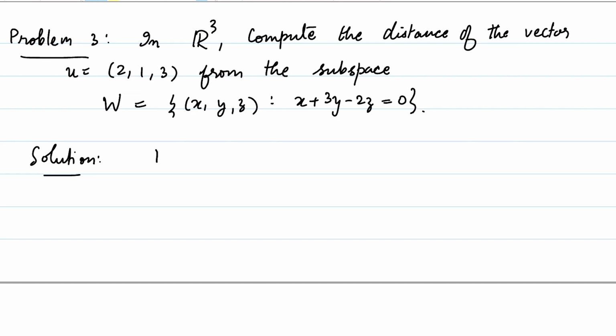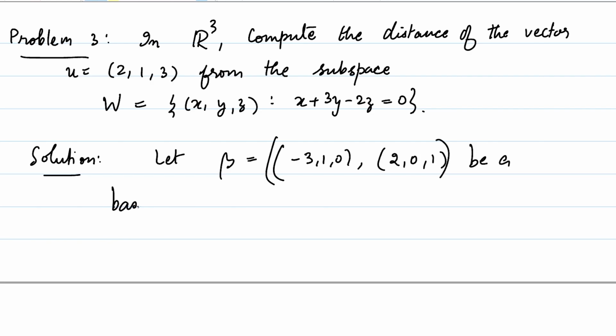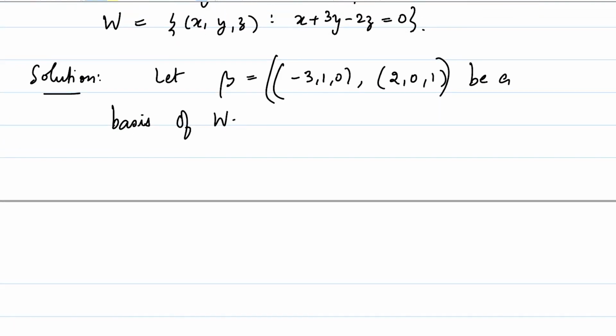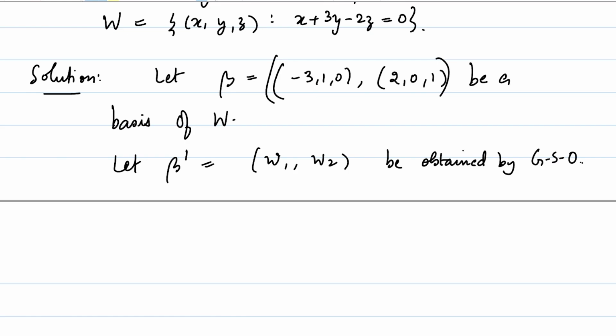So what we will do is let beta be equal to, let's pick two vectors from W which are linearly independent and which will turn out to be a basis. Let beta be equal to, say, (-3, 1, 0) and (2, 0, 1) be a basis. You should check that this is a basis of W, and let's orthonormalize this particular basis to beta prime. Let beta prime be equal to W1, W2 obtained by the Gram-Schmidt orthonormalization. Let me just write it in short here.